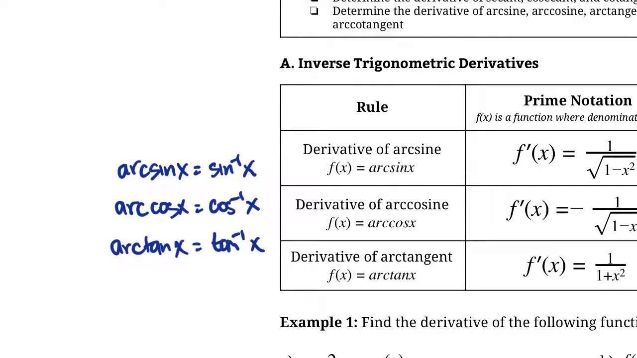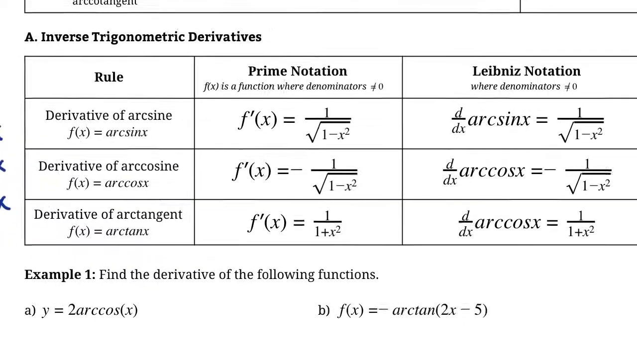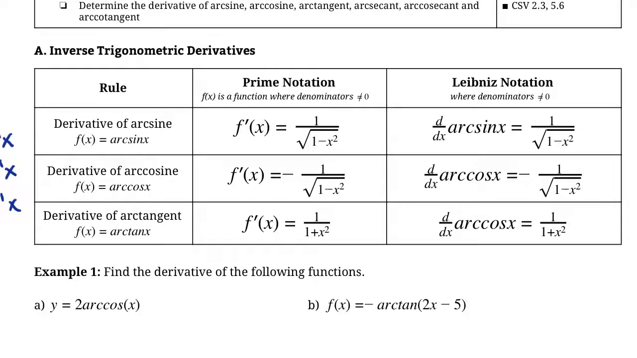Remember, the reason why we like to use this notation, arc sine, arc cos, and arctan, instead of the little -1, is because the little -1, although it does stand for inverse, it can also stand for reciprocal, which can be a little bit confusing. So in order to get rid of that confusion, we're just going to use arc sine, arc cos, and arctan. So the patterns for those are given right here.